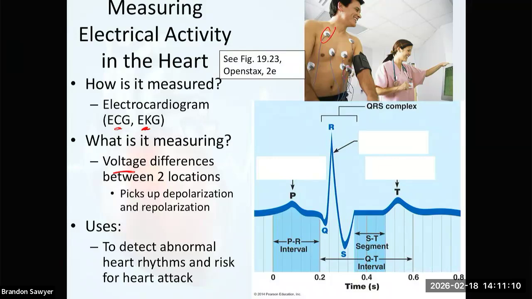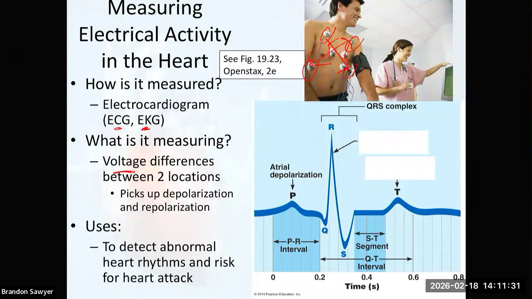For a 12 lead EKG, there's 10 different pads you put on, but it's just looking at two at a time. So things like this, right? And looking at the voltage between the two poles, the charge difference between the two poles. And so this is picking up depolarization and repolarization, all those things. And so the typical strip looks like this, right?